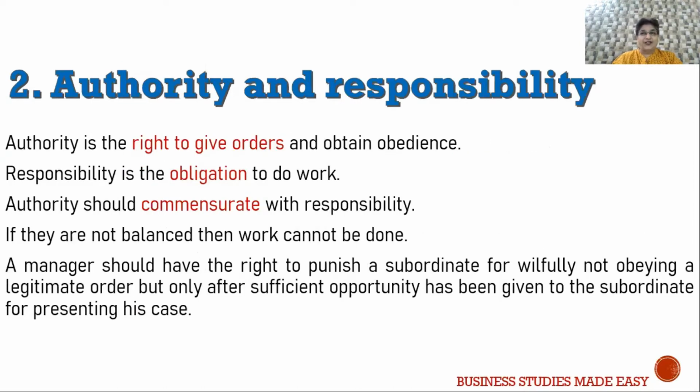Then second is authority and responsibility. Now authority is the right to get the work done, and responsibility is the obligation or the duty to do the work. Now Fayol said there should be a balance between authority and responsibility. If authority is more, responsibility is less, work will not be done. If responsibility is more, authority is less, again the work will not be done. So they should be balanced or commensurate. They should commensurate with each other.